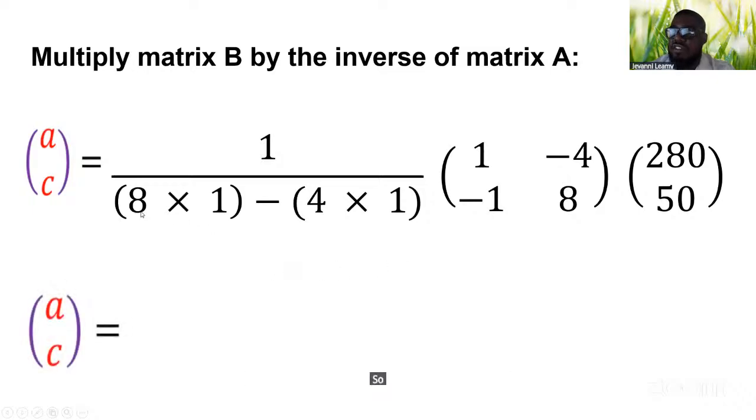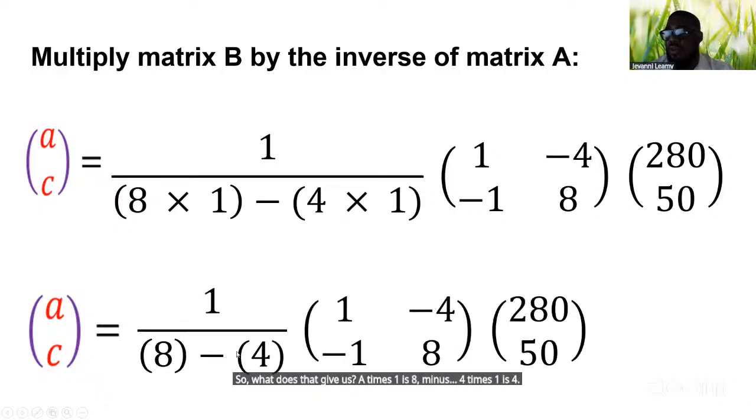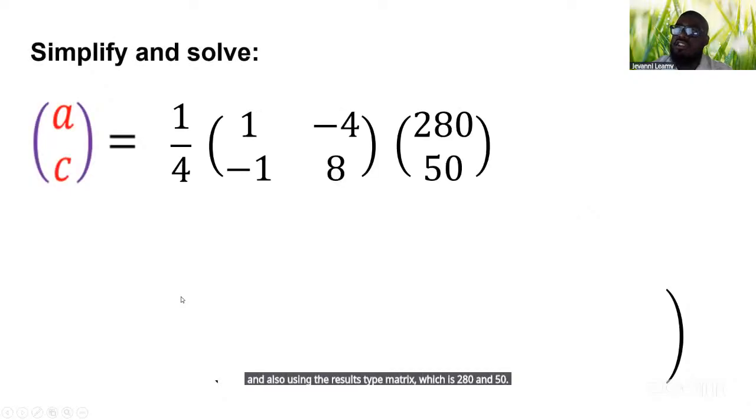So what does that give us? 8 times 1 is 8, minus 4 times 1 is 4. So we have the determinant, and we have the adjoint. Again, it is crucial for you to understand how to find the inverse using the determinant and the adjoint of a matrix, and also using the resultant matrix, which is 280 and 50. So we continue. We get a quarter. The 4 is our determinant of A. The 1, -4, -1, 8, that's the adjoint of A. And matrix B is 280 and 50.